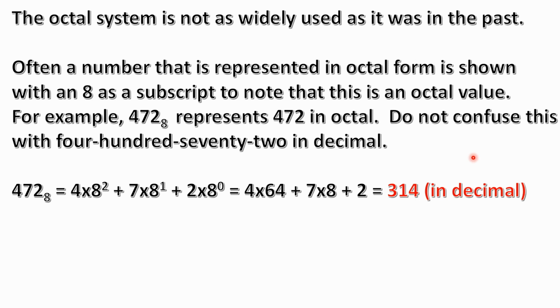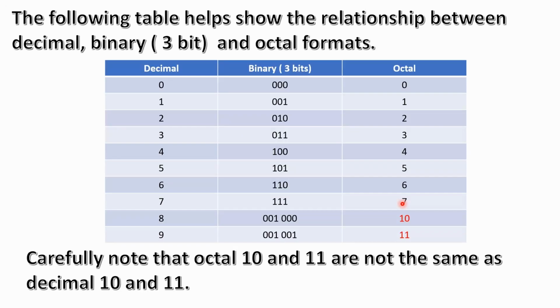So if you have 472 in octal and you break that out using our coefficient, base, and exponent values, you'd have 4 times 8 to the second plus 7 times 8 to the first plus 2 times 8 to the 0 power. Again, remember base 8 means this 8 is our base. So that works out to 4 times 64 plus 7 times 8 plus 2. And that gives us 314 in decimal. So 472 octal is equivalent to 314 in decimal.